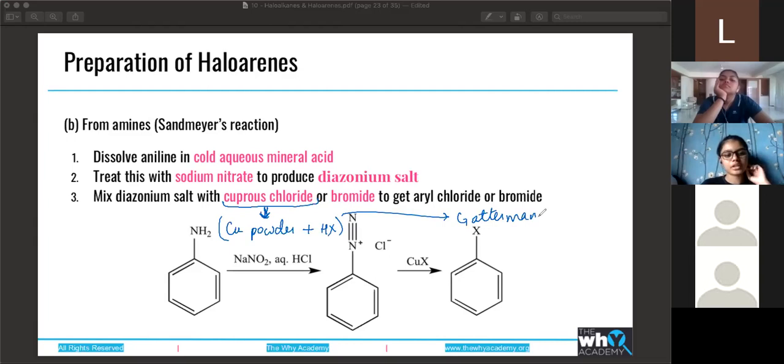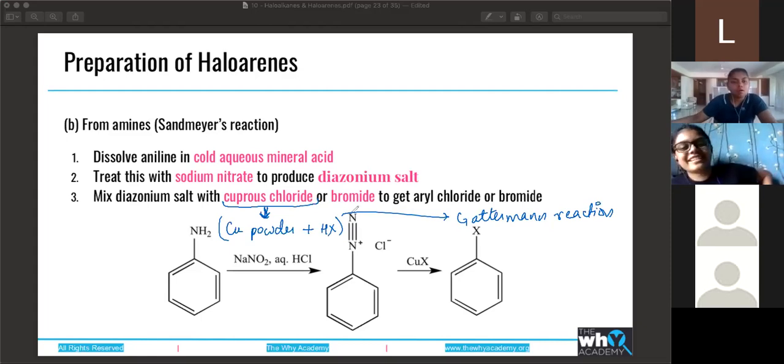Ma'am, is it fine if we stick to Sandmeyer's reaction? Yeah, for now you can stick to Sandmeyer's reaction, but you'll come across the Gattermann reaction eventually in amines. We'll cross that bridge when we come to it. But FYI, just like with PX3, even for CuX, for cuprous chloride, instead of using it directly, you use a mixture of copper powder and HX, then that reaction is called the Gattermann reaction. The product will be the same, just how you do the reaction is different.